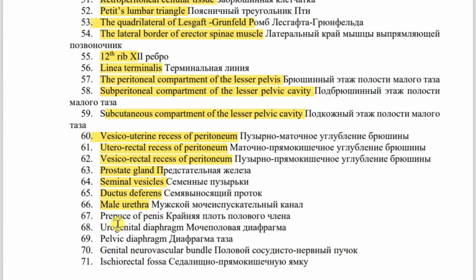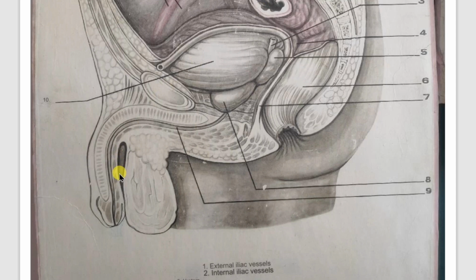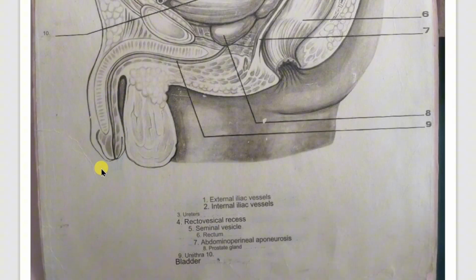We have here the prepuce of the penis. Have a look at this structure. The prepuce just means foreskin. Here you can see this structure. This is the foreskin. Okay, and this back is the glans, but only the upper skin, the foreskin, is the prepuce of the penis.